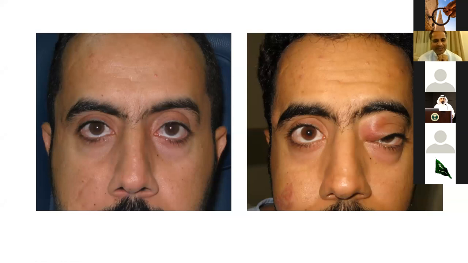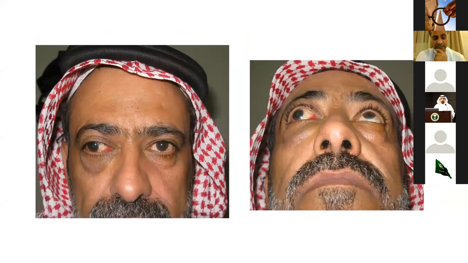Dr. Naif, this patient came to you because he observed a change in the vision, double vision, and also a little bit decreased vision and pain in his right eye over, I think it was, 3 weeks.